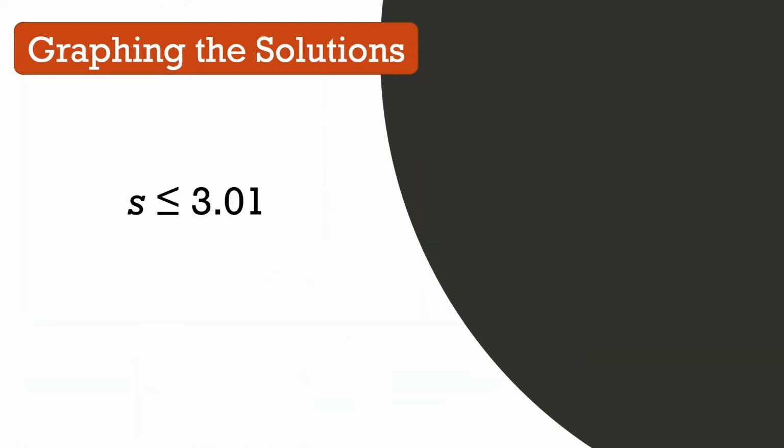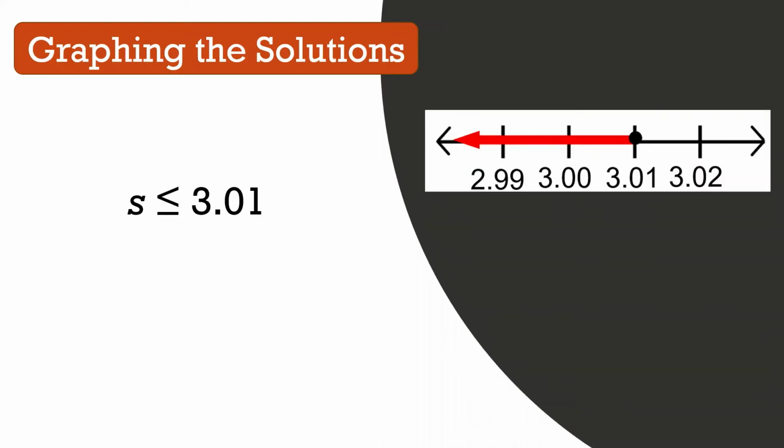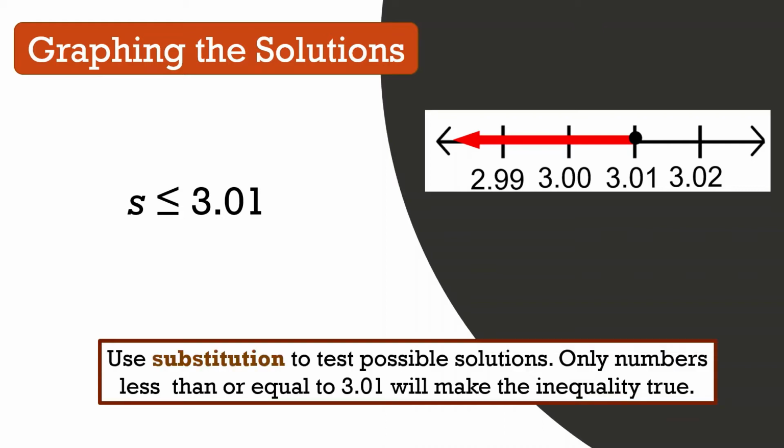Graphing our solution, S is less than or equal to $3.01. We have a number line, we have a closed circle at $3.01 and an arrow pointing to the left. Remember, use substitution to test possible solutions. Only numbers less than or equal to $3.01 will make the inequality true.